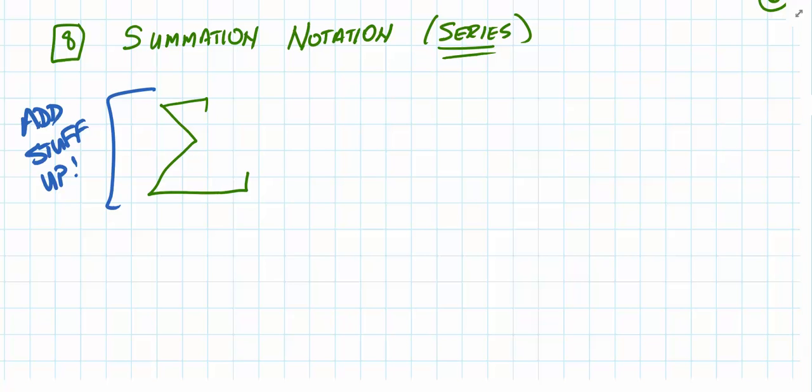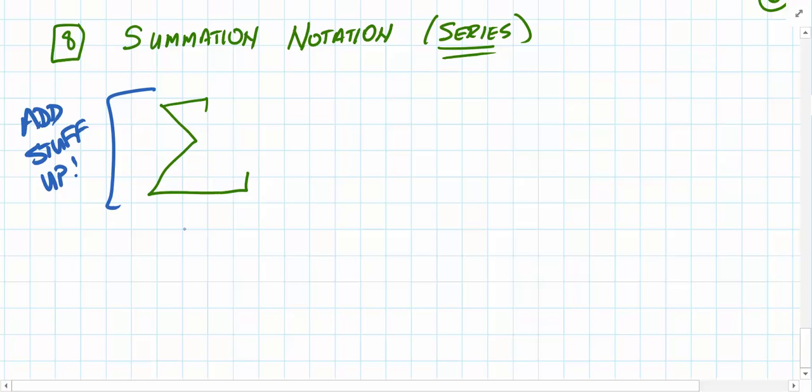Now, there are 3 things you need to know in order to add anything. You need to know where you start, where you end, and how you do it. For example, I could say, Bobby, add up all the even numbers from 12 to 56. A start, an end, and a how. That would be terrible, but you can still do it, right? So you need a start, an end, and a how. Same thing for this symbol. It will give you the start, the end, and the how.